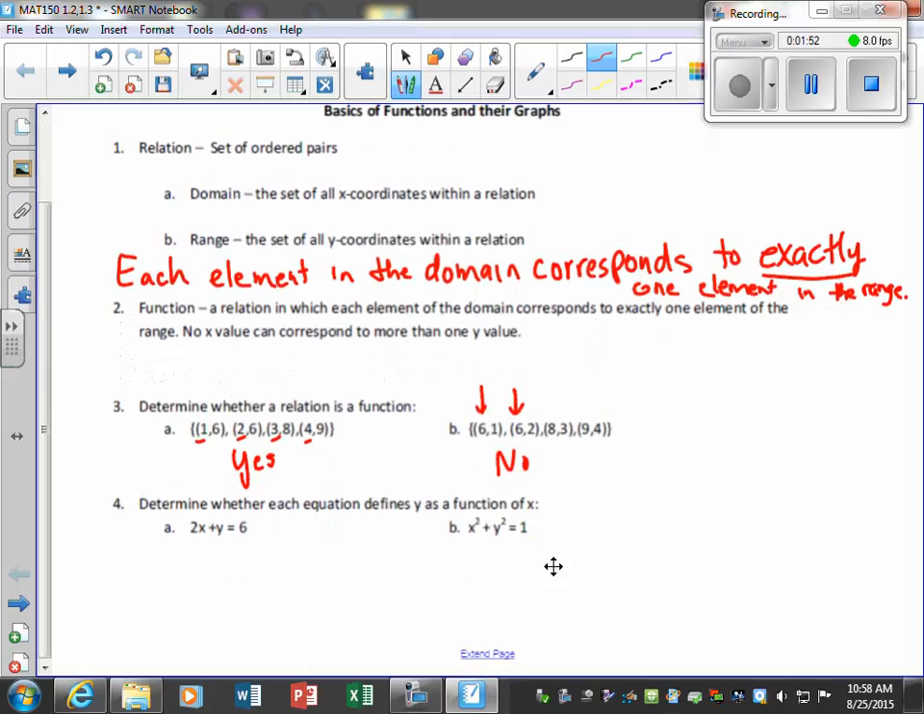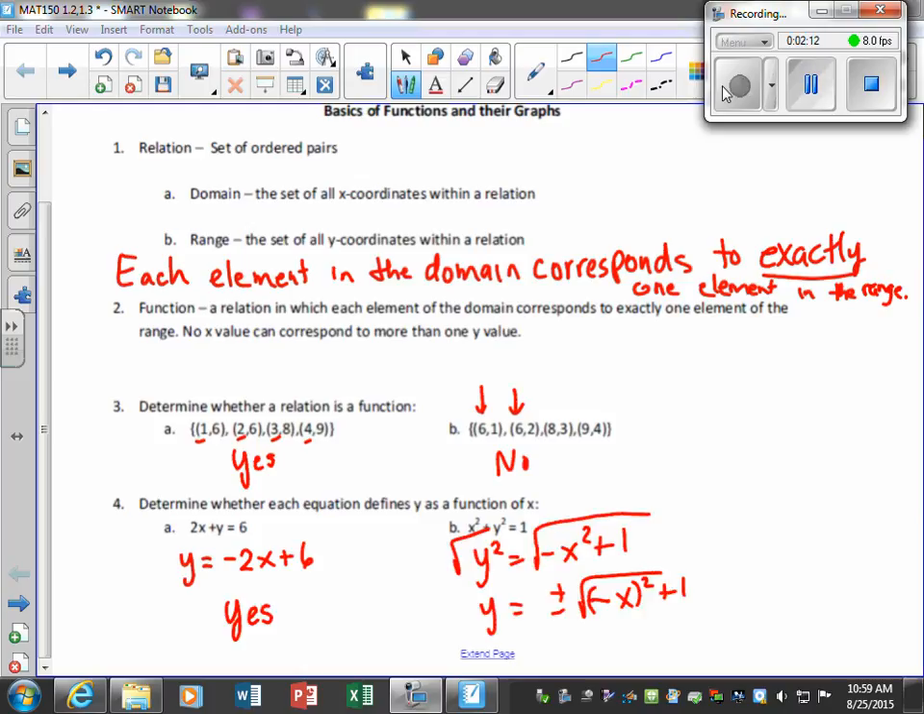Number 4 says determine whether each equation defines y as a function of x. So in this particular case, it may be helpful for you to solve for y in each of these, so then we could look at that and determine if we were to plug an x in, if we would get a unique value. Okay, so we see here when we solve this one for y that any value we plug in for x would give us a unique value for y. So we say yes, this is a function. But if we look in part B and we solve this for y, you're going to have this plus or minus right here, which means we're going to get 2, and this is not going to be a function.